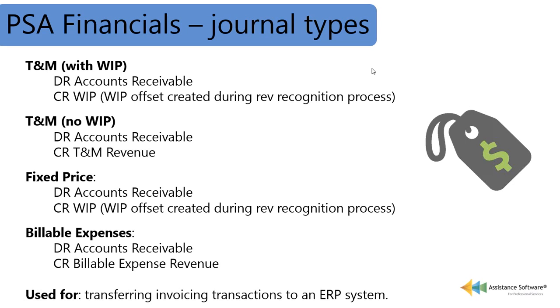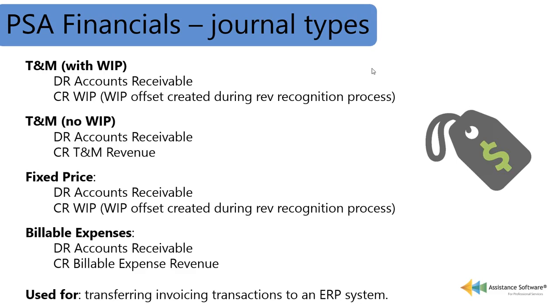And here are the journal entries created by the invoicing process. So if you have a policy of using WIP accounting for your T&M revenue recognition, you're going to debit accounts receivable and credit the WIP account that was initially loaded during the T&M revenue recognition process. With no WIP, very straightforward entry.